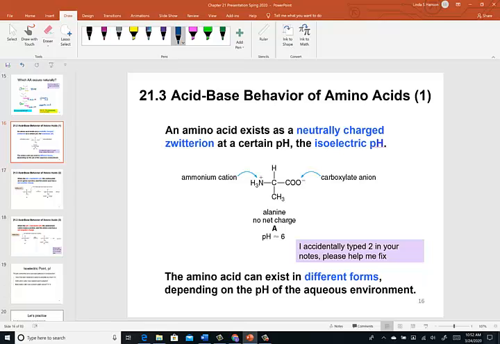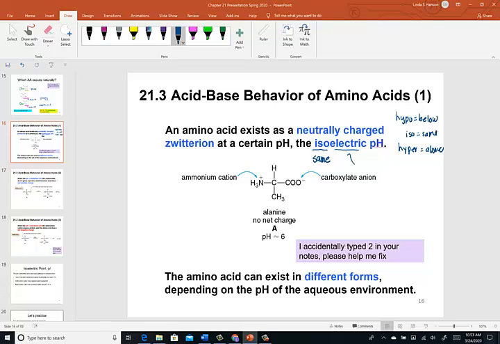So these amino acids exist as neutrally charged zwitterions at a certain range of pH. That pH is known as its isoelectric pH. That prefix iso means the same. Remember that if we see hypo, that means below. Hyper means above. If you see iso, it means the same. So the same charge throughout.